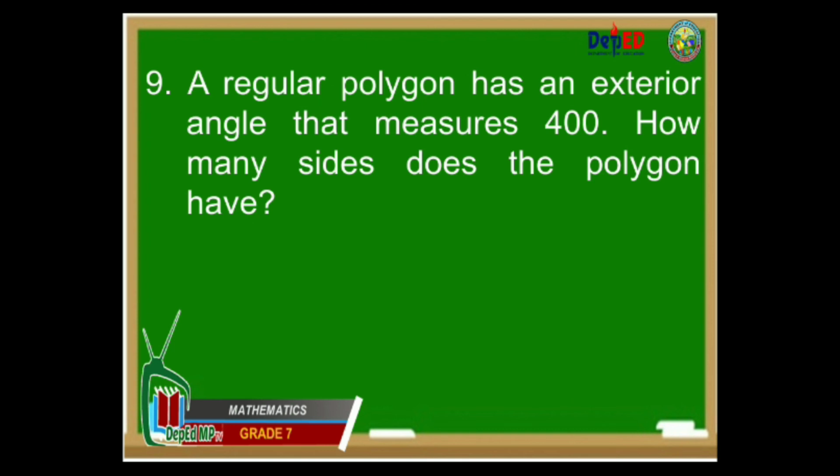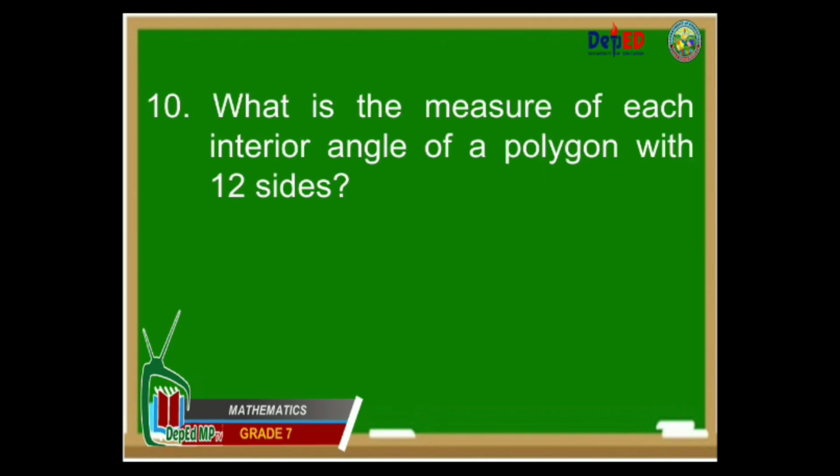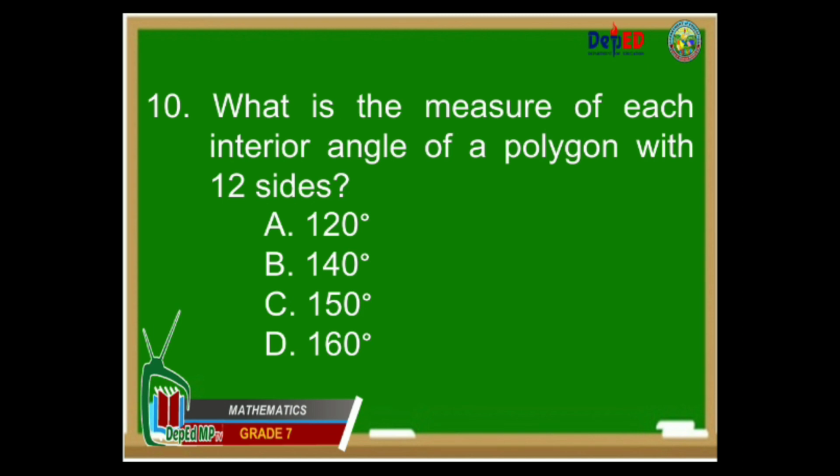Number 9. A regular polygon has an exterior angle that measures 40 degrees. How many sides does the polygon have? Letter A, 7. Letter B, 8. Letter C, 9. And letter D, 10. And lastly, number 10. What is the measure of each interior angle of a polygon with 12 sides? Letter A, 120 degrees. Letter B, 140 degrees. Letter C, 150 degrees. And letter D, 160 degrees.